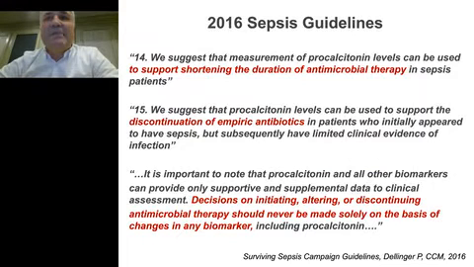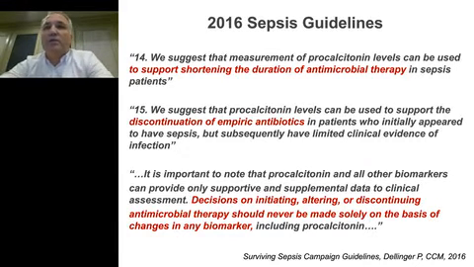I think they have 3 statements in the sepsis guidelines which are very important and which reflect the data that I've shown you. First of all, the sepsis guidelines suggest that measurement of PCT can be used to support shortening of the duration of antimicrobial therapy in patients with sepsis. This is basically the concept of all these trials, that we use PCT as a monitoring tool, and once the patient has responded and PCT has dropped, we can stop antibiotics and thereby shorten the course of antibiotics.